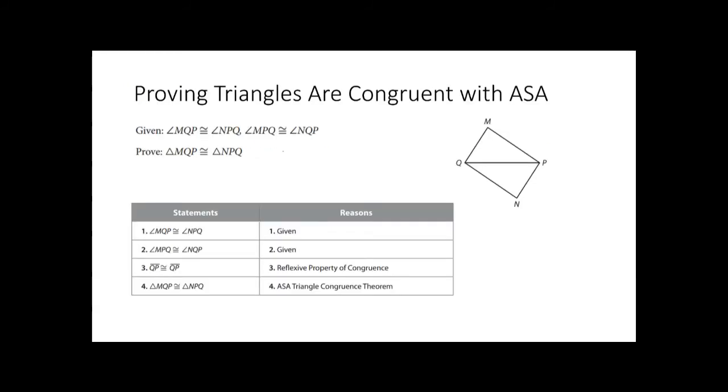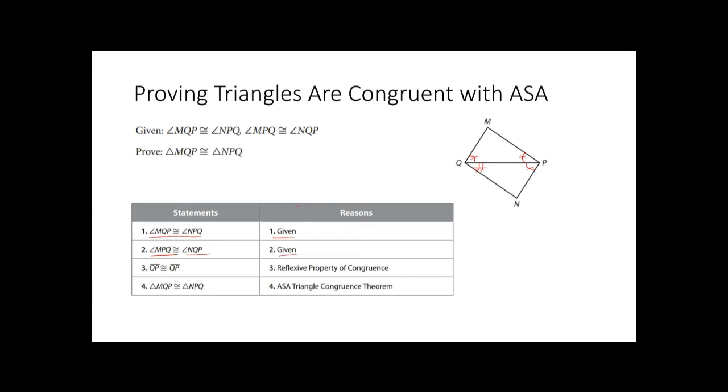All right, so proving triangles are congruent with angle side angle. The first thing is they give us these two angles being congruent to each other. So angle MQP is the same as NPQ. Very nice. That's good to know. And they gave that to us. And then they give us angle MPQ right here is going to be congruent to NQP right here.